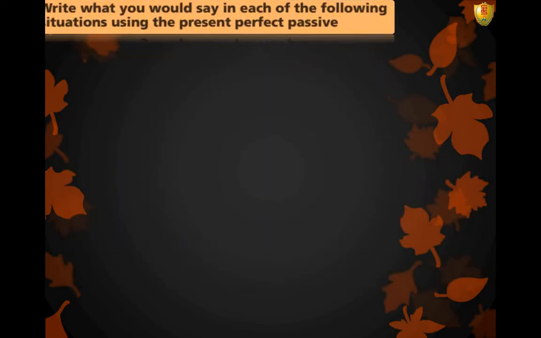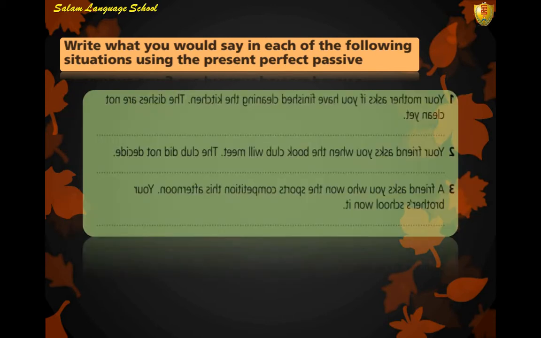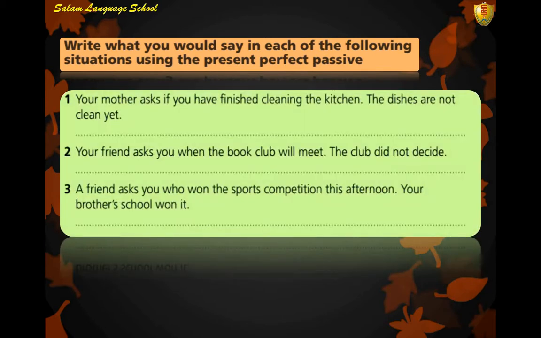The next exercise is to write what you would say in each of the following situations using the present perfect passive. The first situation here: your mother asks if you have finished cleaning the kitchen. The dishes are not clean yet. What would you say? Yes, we can say here, the dishes haven't been cleaned yet. Remember that we want to use the present perfect passive, just this tense here in this exercise.